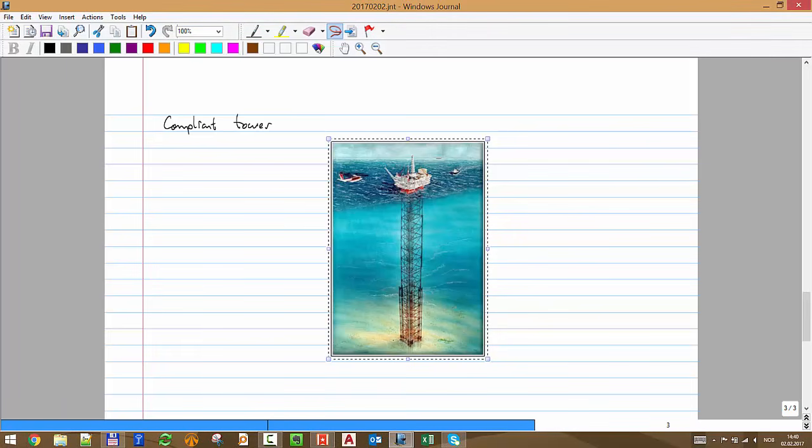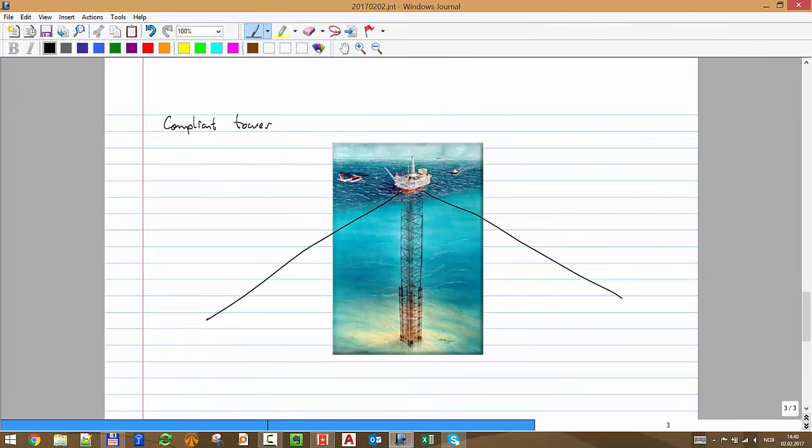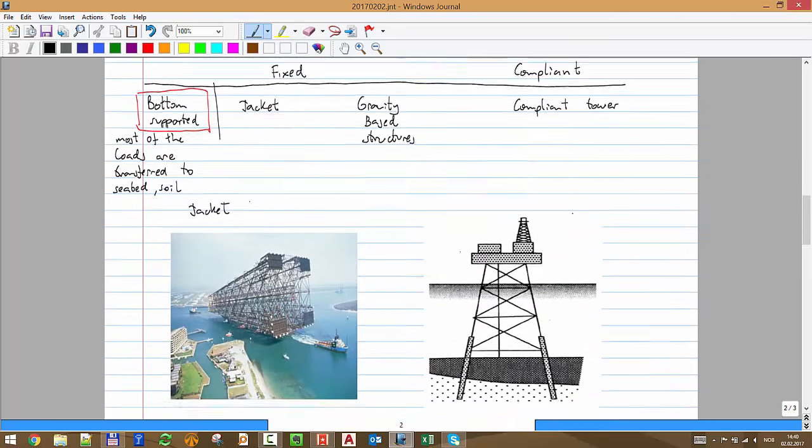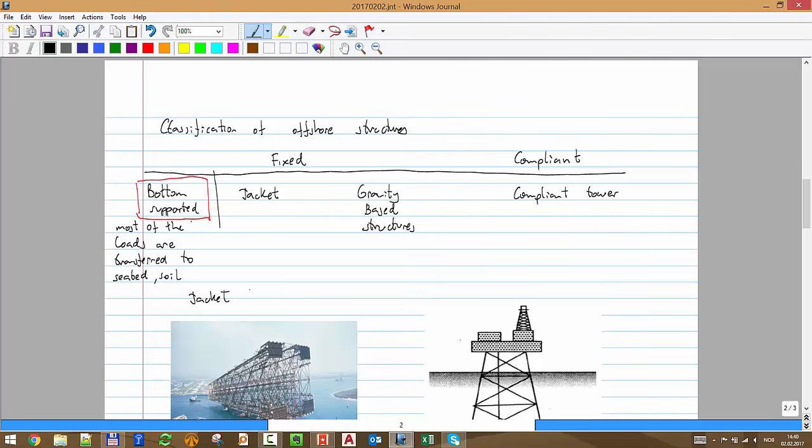Okay, but still, most of the load is transferred to the soil. Also you can put some supports, some wires, to fix it and try to make it more rigid. Okay, you can put some mooring lines that try to keep it in place. And this is called a buoyant compliant tower. Okay, and that's more or less everything we have on the bottom supported structures.